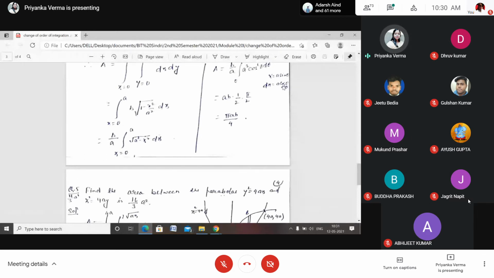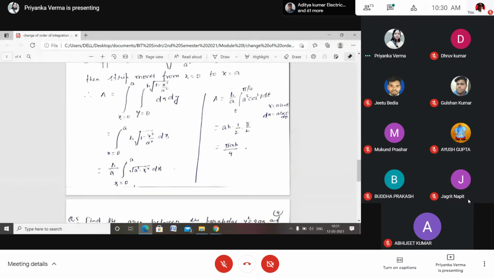So from here we get a square cos square theta and b by a. Now a square a cancel, so this is ab, and the limit is 0 to pi by 2. How? On putting x equal to 0, theta equal to 0. On putting x equal to a, a will cancel, sin theta equal to 1, that means theta equal to pi by 2. So this is ab, cos square theta, this is 1 by 2 into pi by 2. So this is pi ab by 4. So this is the solution of this problem. Clear?